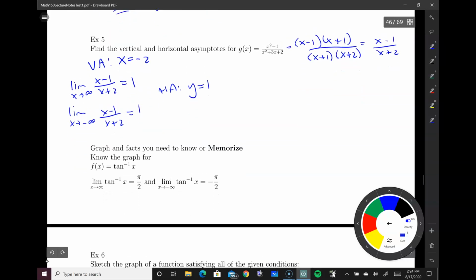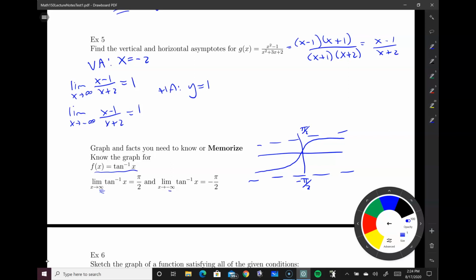All right, so last thing on this page here, this graph of arctangent is necessary for you to know. You're going to need to know it all year long. So this is the horizontal asymptote of pi over 2. This is the horizontal asymptote of negative pi over 2. So you can see as you go to infinity, you go to the positive pi over 2. And as you go to negative infinity, you go to the negative pi over 2. So make sure you've got this one memorized.